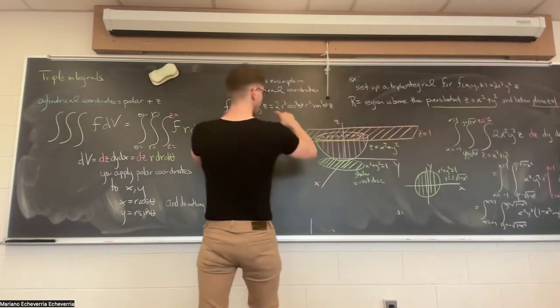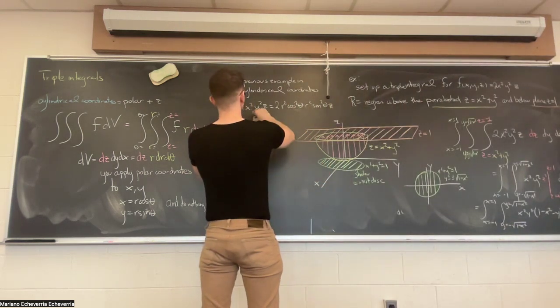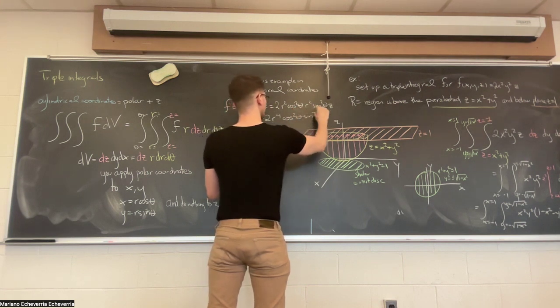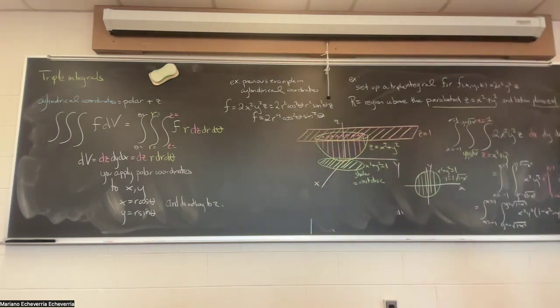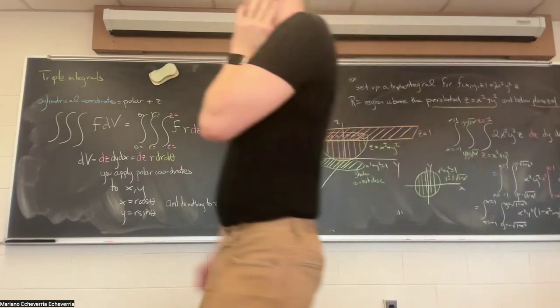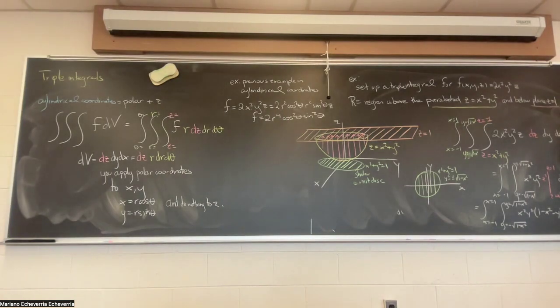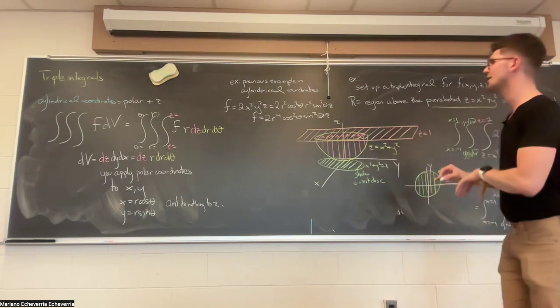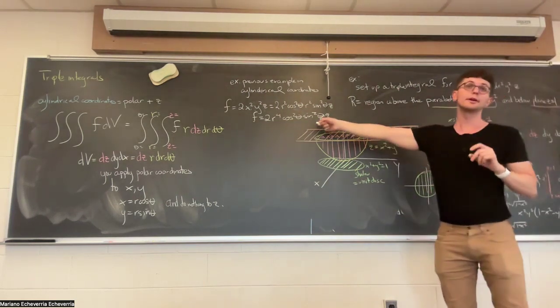So f is again polar plus z. F in cylindrical becomes 2 r to the 4 cosine squared of theta, sine squared of theta. Oh, sorry, I forgot about the z. Is that what you were asking me? Yeah, it doesn't disappear. It just remains the same, but it should have been there. Thanks. So that is now what goes inside the integral.